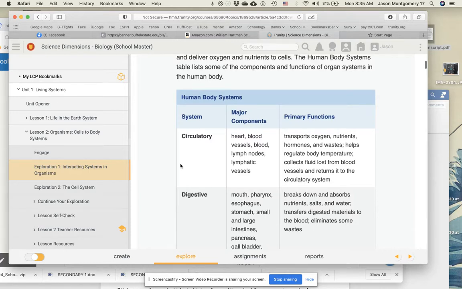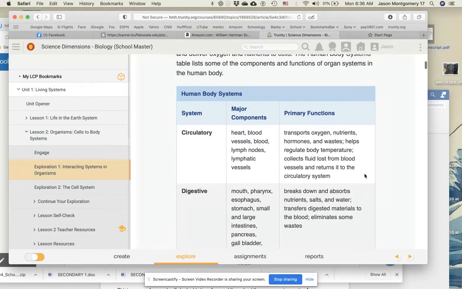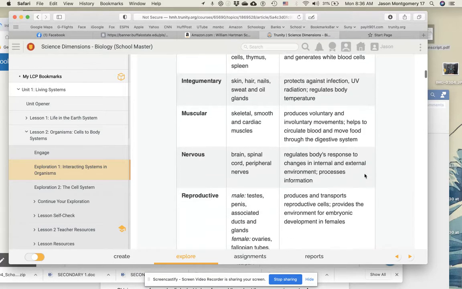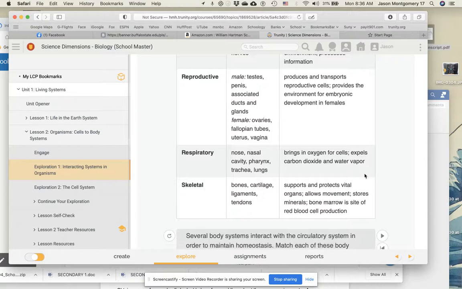For instance, the circulatory system is the heart, the blood vessels, the blood, lymph nodes, and lymphatic vessels. The primary function is to transport oxygen, nutrients, hormones, and waste, and it helps regulate body temperature, collects fluids lost from blood vessels, and returns them to the circulatory system. That's pretty much what the circulatory system does. And there are 1, 2, 3, 4, 5, 6, 7, 8, 9, 10, 11 organ systems here that you should have a working knowledge of.